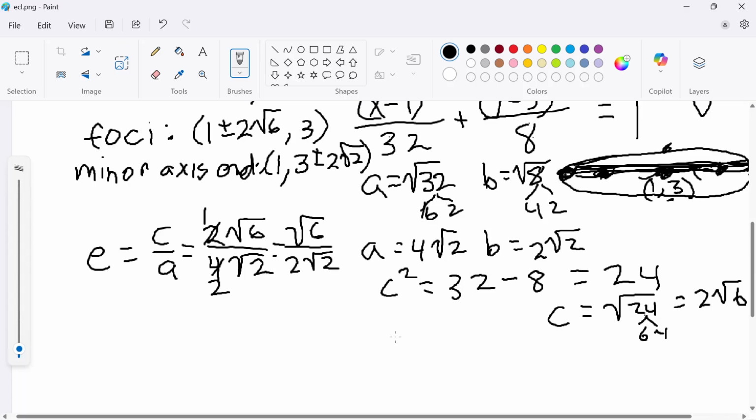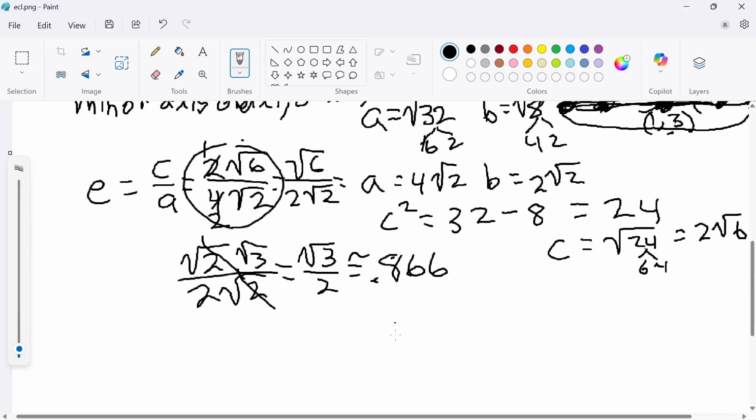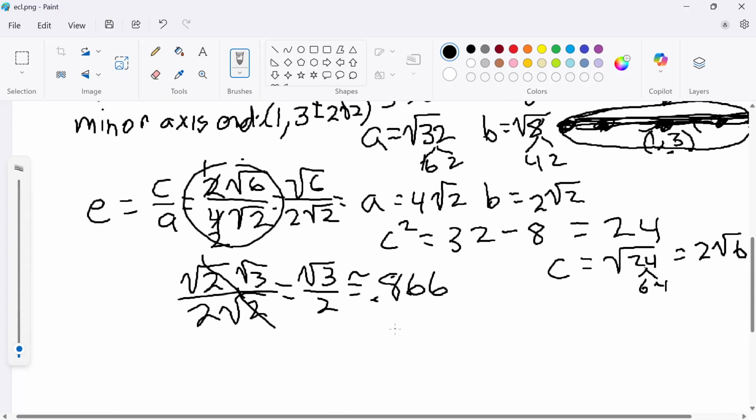So this is square root of 6 over 2 square root of 2. You can just put it in a calculator and find the number, but sometimes I like to simplify it. Square root of 6 is square root of 2 times square root of 3, divided by 2 square root of 2. Square root of 2 cancels. It's square root of 3 over 2. And if you put that into your calculator, and you might remember this from trigonometry, it's approximately 0.866. So that means when it's close to 1, it's looking really elongated. When it's close to 0, it looks more like a circle.